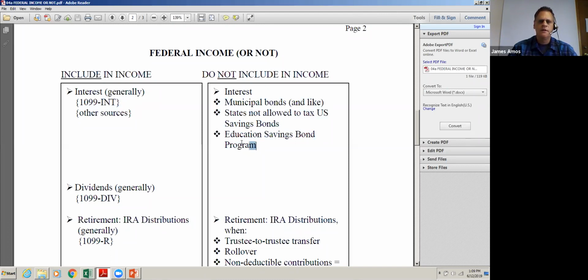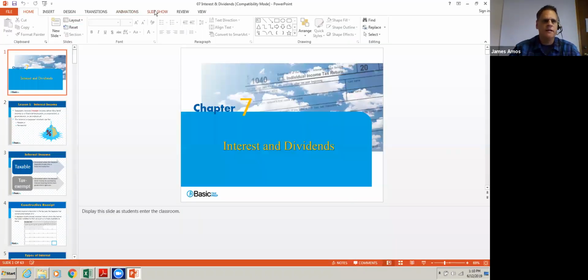In other words, we're going to talk about this, but educational savings bond program interest, you don't include in income as long as it was used for education. And then dividends, generally you include dividends in income. That's reported on a 1099 dividend statement. So just a quick overview of that. So let's jump right into what we need to discuss here, okay?